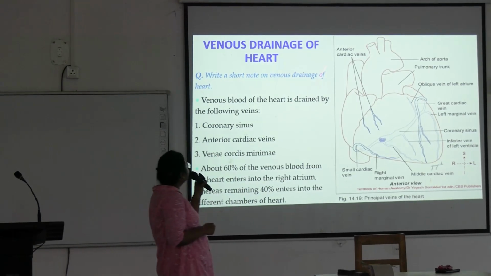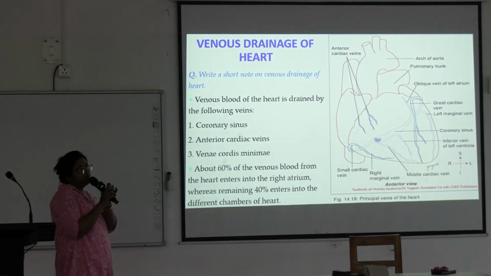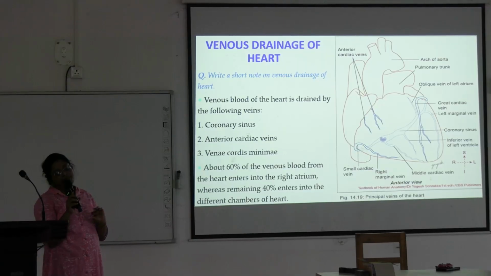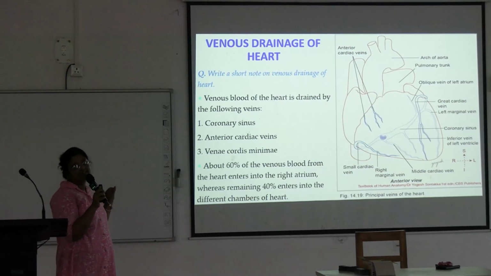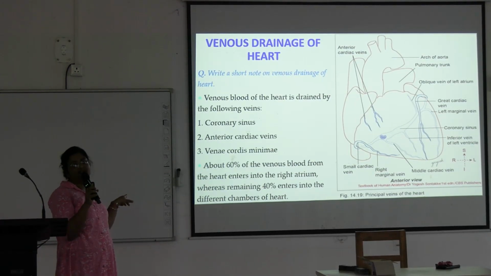Okay. So venous drainage of the heart. So for coronary circulation, you have to write the two coronary arteries. Also, you have to discuss this venous drainage. Okay.